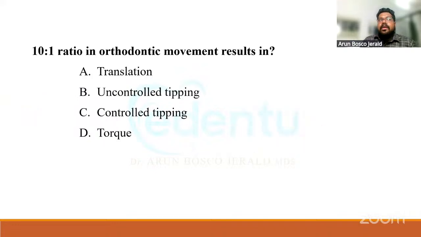Now, another question from biomechanics. 10:1 ratio in orthodontic movement results in. So here we have to go through what this 10:1 ratio actually means. See this image. The red circle shows the apex of the tooth and the black dot shows the center of resistance of the tooth.